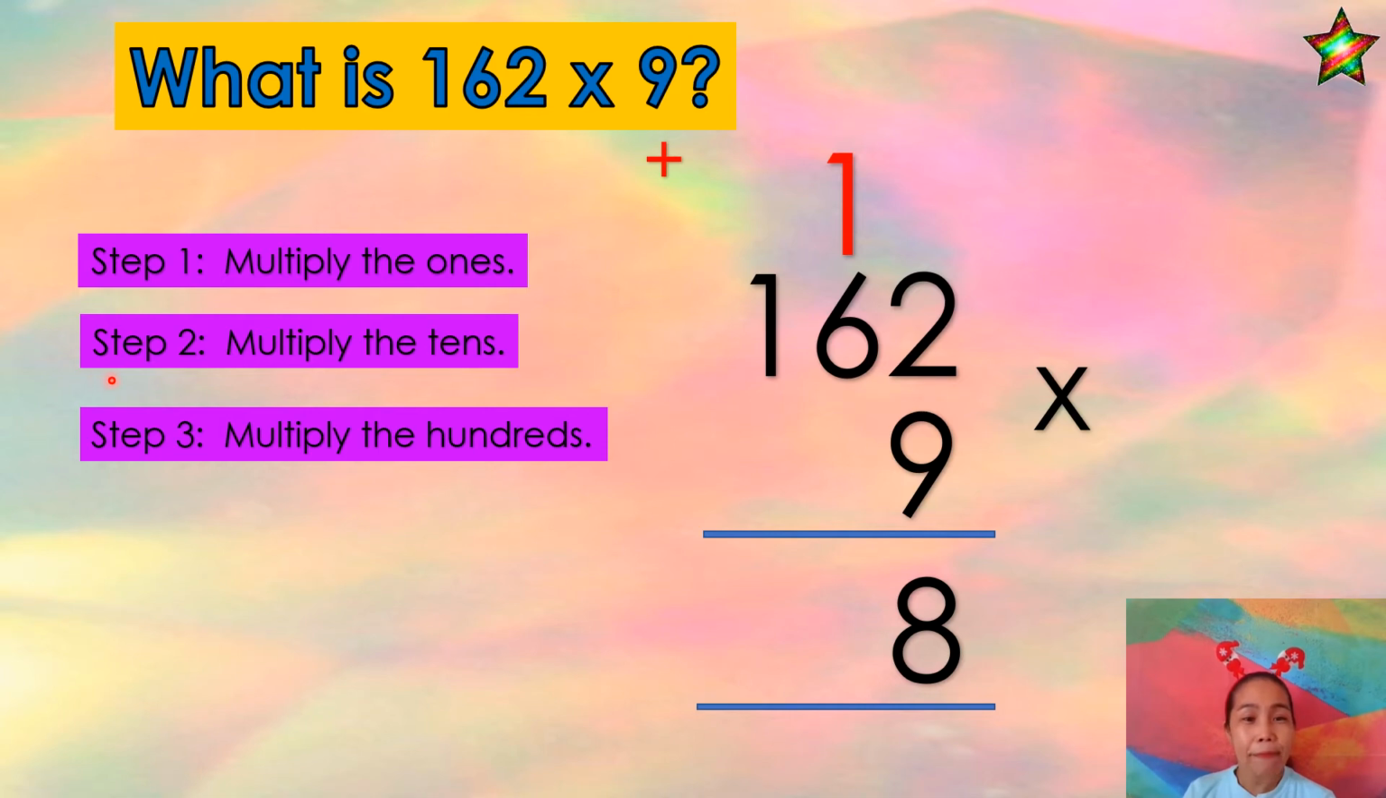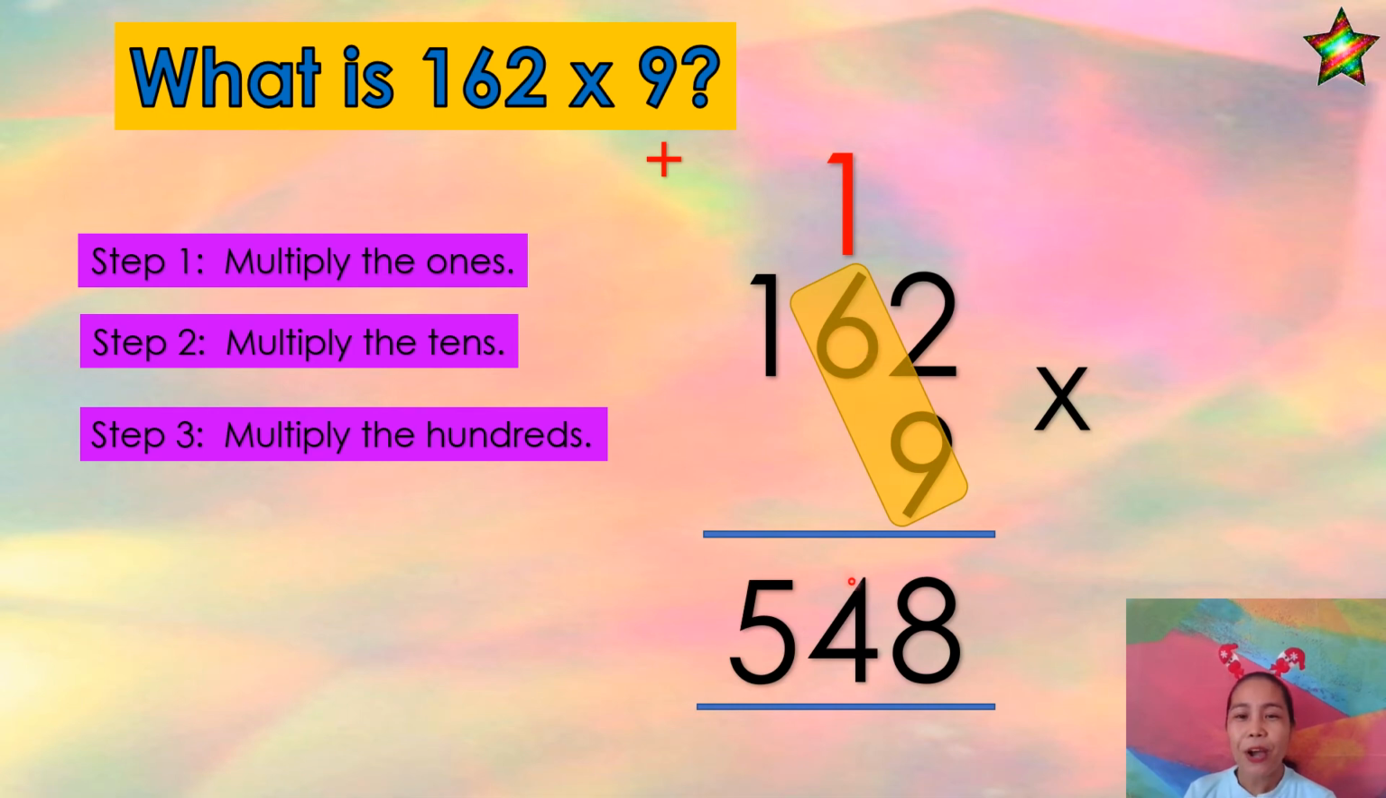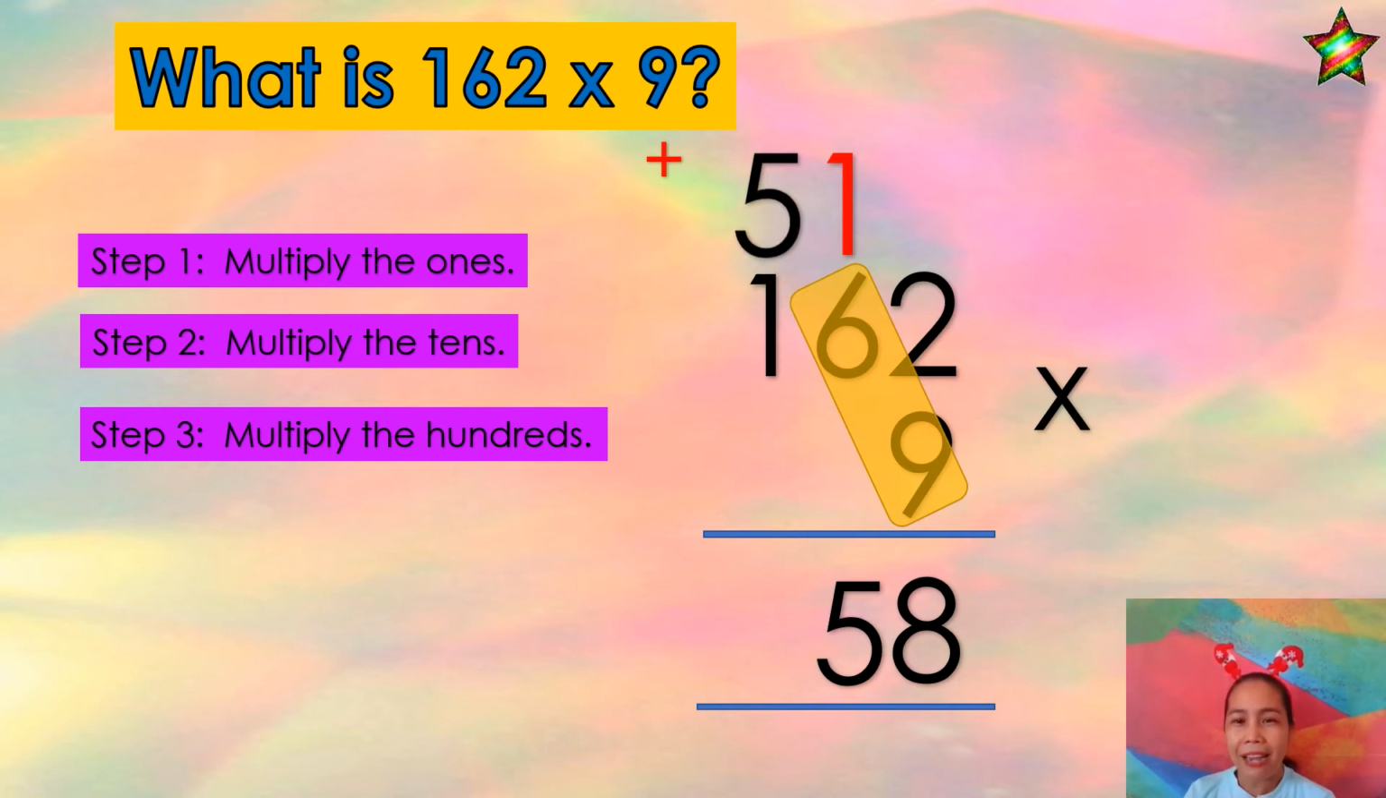Next, step 2. Multiply the tens. 6 times 9 or 9 times 6 is equal to 54. But don't forget to add 1. What's the answer? It's 55. Write 5 and carry 5 on top.